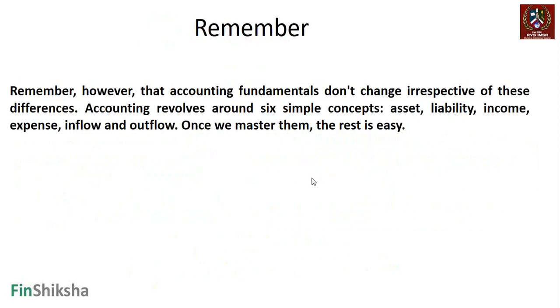Remember, however, that accounting fundamentals don't change irrespective of these differences that come up, right? Companies may use IFRS, companies may not use IFRS, but accounting revolves around 6 simple concepts: assets, liabilities, income, expense, inflow, and outflow. Once we master them, the rest is easy. It's not very difficult, right? And it's all mathematical. So we'll try and understand the mathematical construct of all these things, and then try and build on that as we go along in terms of the rules that accounting provides us, right?